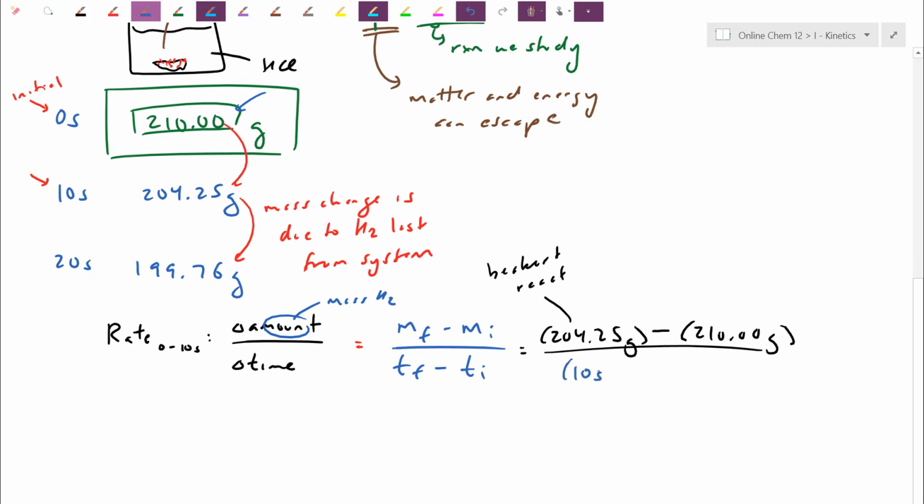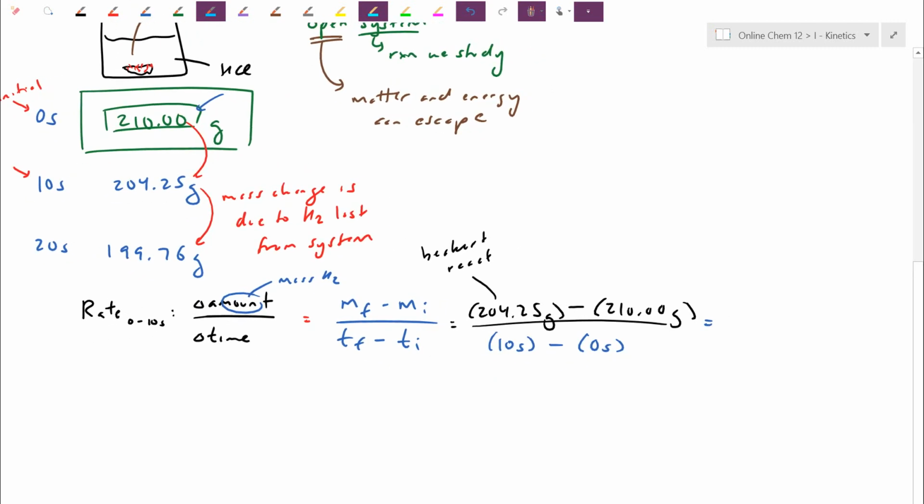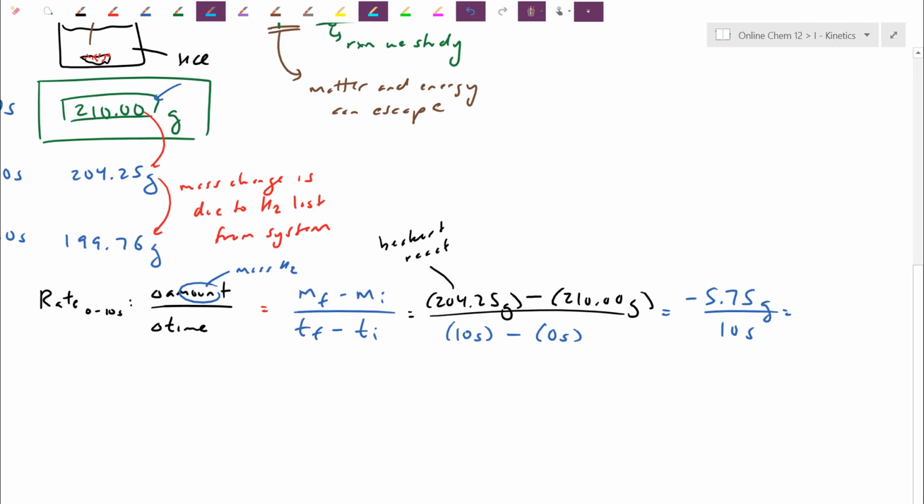So my clock says 10 seconds later on. I'm going to minus off 0 seconds, which is when I started the clock. And we basically have 204.25 minus 210. So basically, I lose 5.75 grams in 10 seconds of time. And when I just divide that number over, 0.575 grams per second. Let's do a double check that this is a unit for rate.